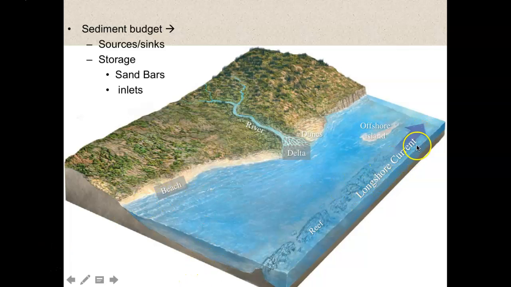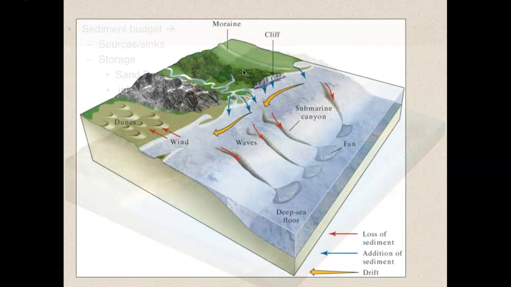It's out here on this block diagram. As waves hit the shoreline, sediment is going to be carried in the direction of the longshore current, and that is going to be mostly in the direction that the wind is blowing. Sand is going to be stored in offshore sandbars. Sand also gets stored in inlets. Sand moves on and off the shoreline.